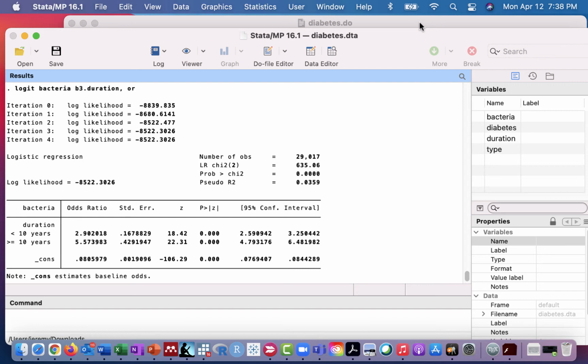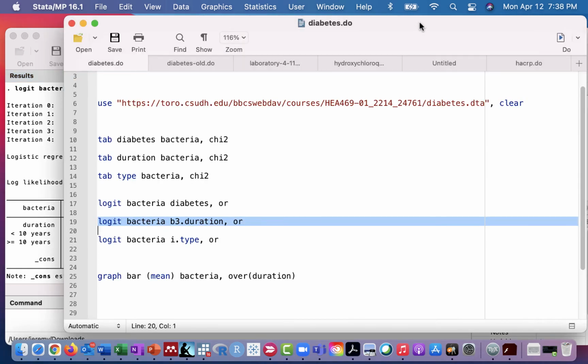So if you have diabetes, you're more likely to have the bacteria. And then the longer you've had diabetes, the more likely you are. So you can see that increasing odds ratio. Less than 10 years compared to no diabetes, 2.9 times as likely. And then more than 10 years compared to no diabetes, 5.57 times as likely.